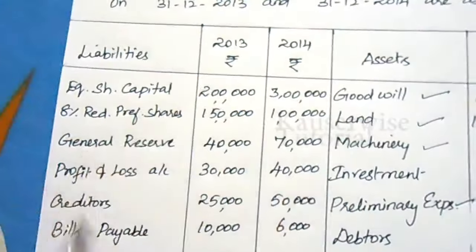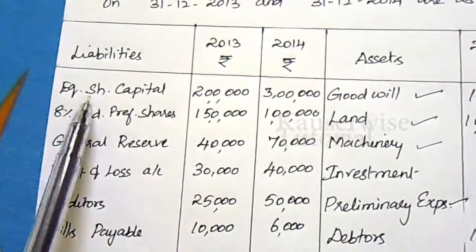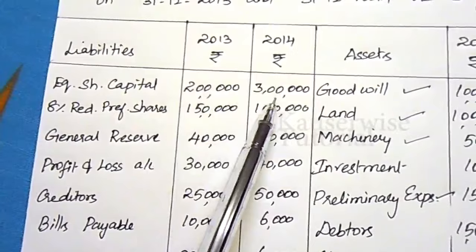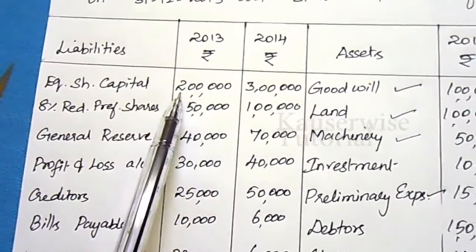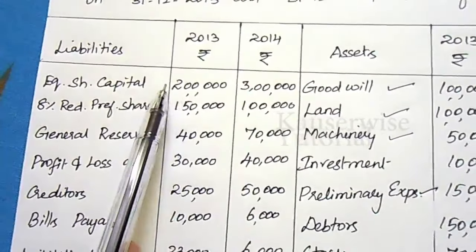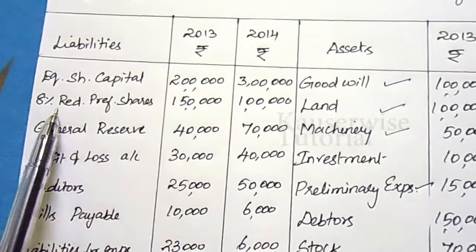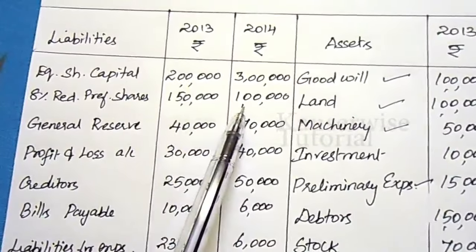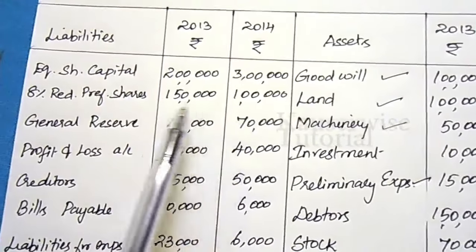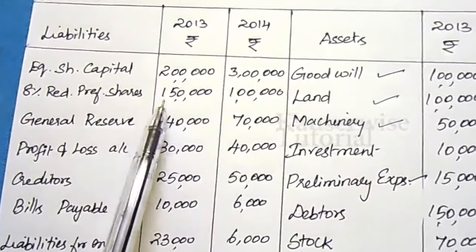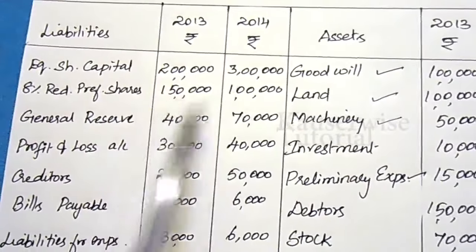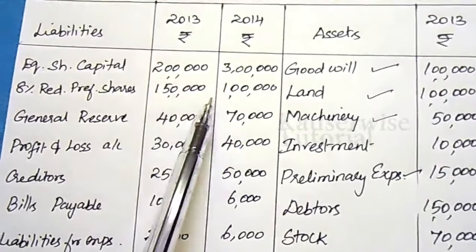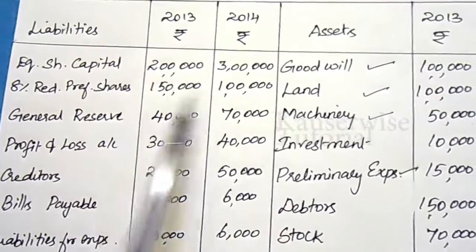Now look at the liability side. Equity share capital: last year 2 lakhs, current year 3 lakhs, 1 lakh increased. So this is also one of the sources of cash. This will be recorded under inflow of cash. Next, 8% redeemable preference shares: last year 1 lakh 50,000, current year 1 lakh, 50,000 decreased, which means redemption, that is repaid. Redemption of preference share, how much? 50,000. That is outflow of cash. This will be recorded under outflow of cash, that is application of cash.